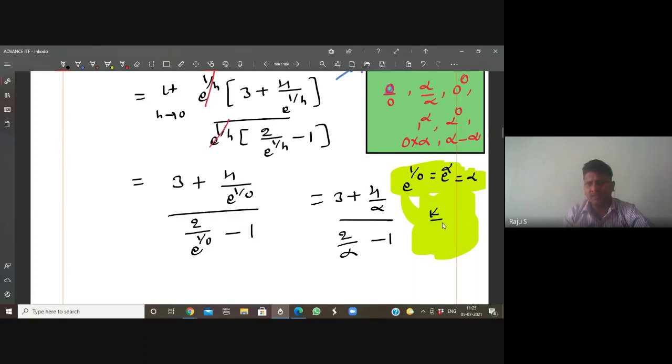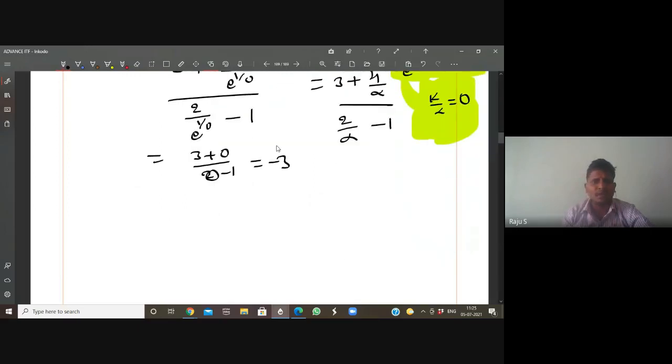K by infinity value is clearly 0. So here 4 by infinity value is 0, 2 by infinity value is 0. So finally the answer is 3 plus 0 by 0 minus 1, so minus 3. This is the right hand derivative, f dash of 0 plus. Therefore, is f dash of 0 minus equal to f dash of 0 plus? Equal or not equal?